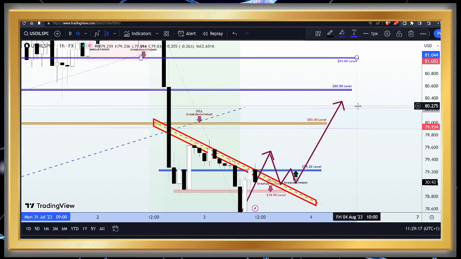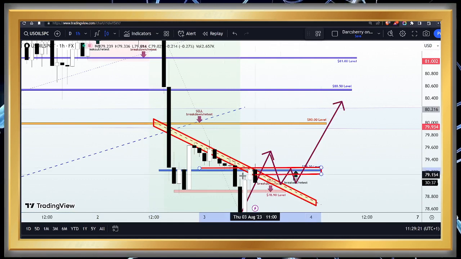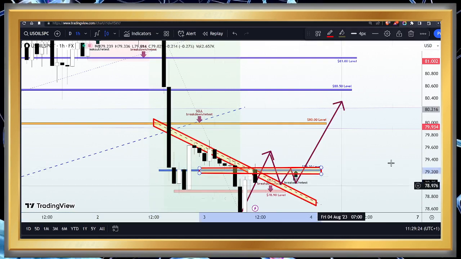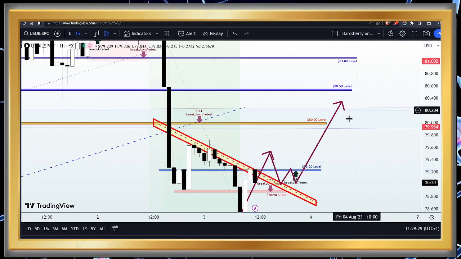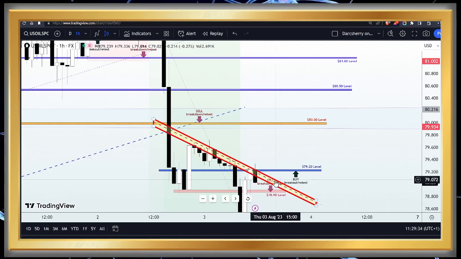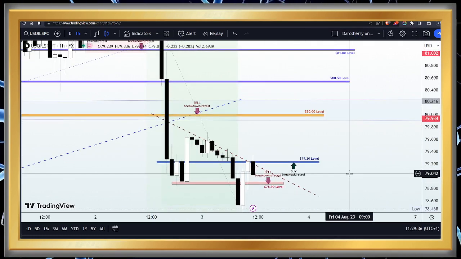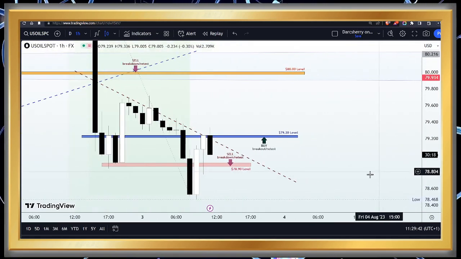That is, if price action did break out of the $79.20 level and of course the descending trend line here. So that is how we are going to be looking out for buying opportunities in this particular market. So let's mark these levels out on our chart, as we will be needing them as a reference point to guide our trading activities. But in the meantime, bearish momentum is what we are looking for.